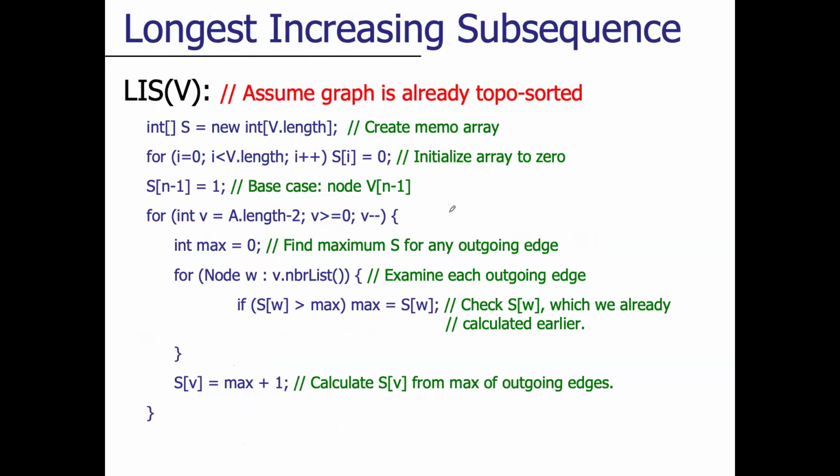When we do this, you probably already noticed that we assume the graph is already topologically sorted. Then what we need to do is create arrays to memorize the results of the subproblems. We initialize these arrays to zeros at the beginning. For the base case, we have node V minus 1, and we initialize this with 1. Then we iterate from the second largest node to the very first node. In the loop, we find the maximum S over any outgoing edges from node V. We examine each of the outgoing edges and identify the corresponding node of each edge from node V. Then we check S(W) and see if it is a larger one. After this loop, we just add one to the result of S(V). That finishes the calculation.